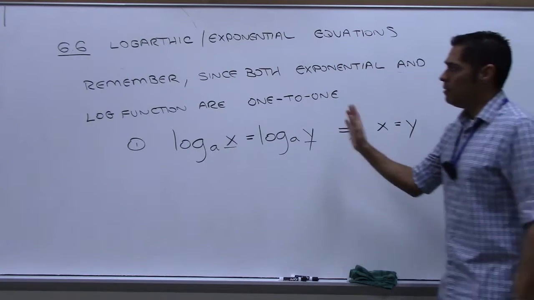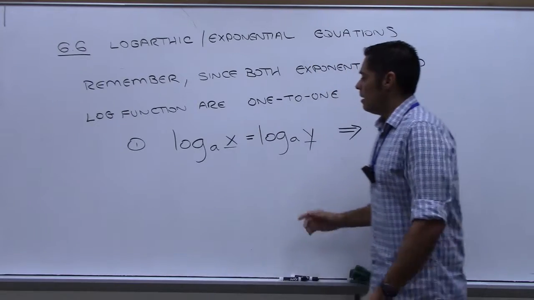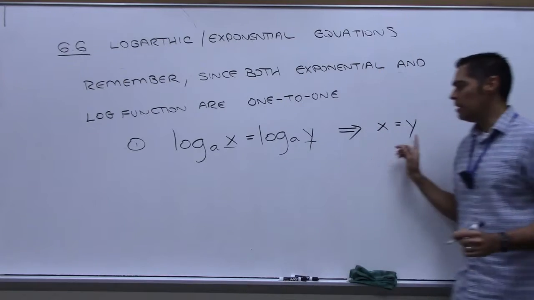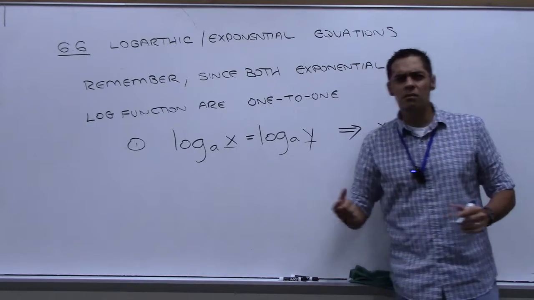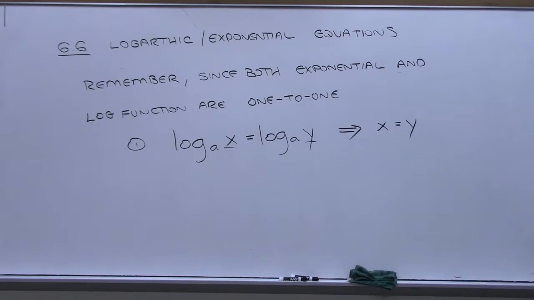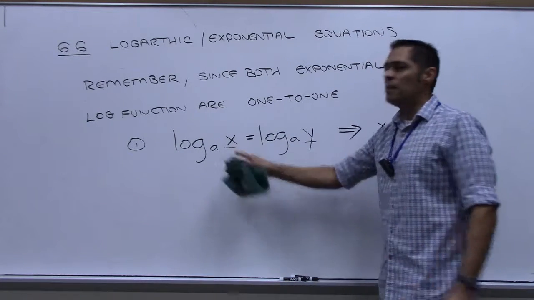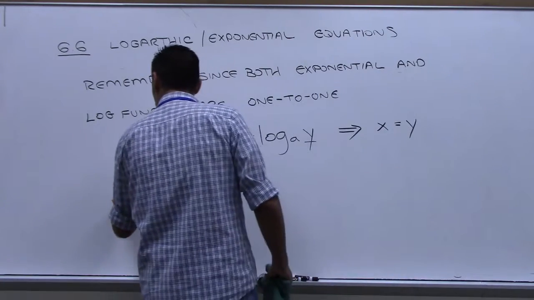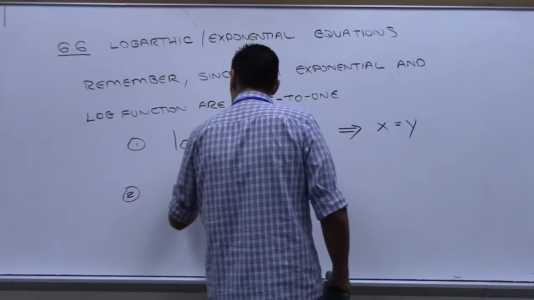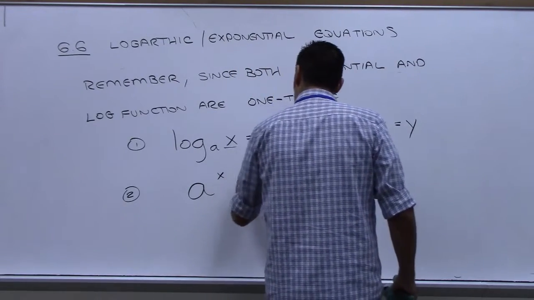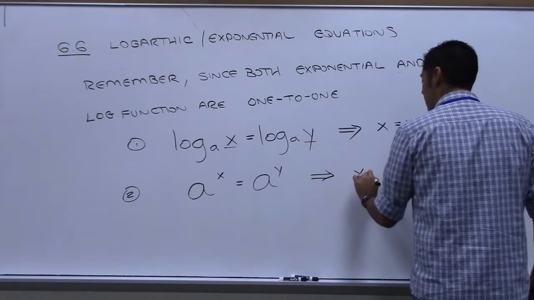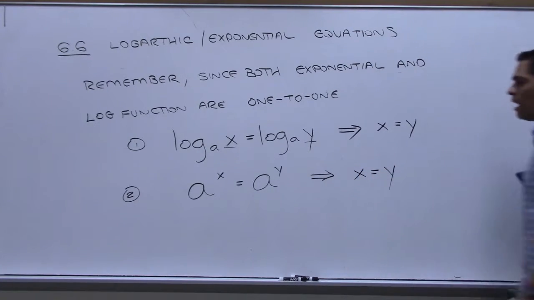But because of the fact that it is one-to-one, if you have the log equal on both sides, then the thing that's in the log must be equal. What do we call the thing inside the log? Called it something last time. Can I remember? Argument. It's the argument of the function. So that works for logs, but it also works for exponentials. So if I say a to the x equals a to the y, that means that the x must equal the y.